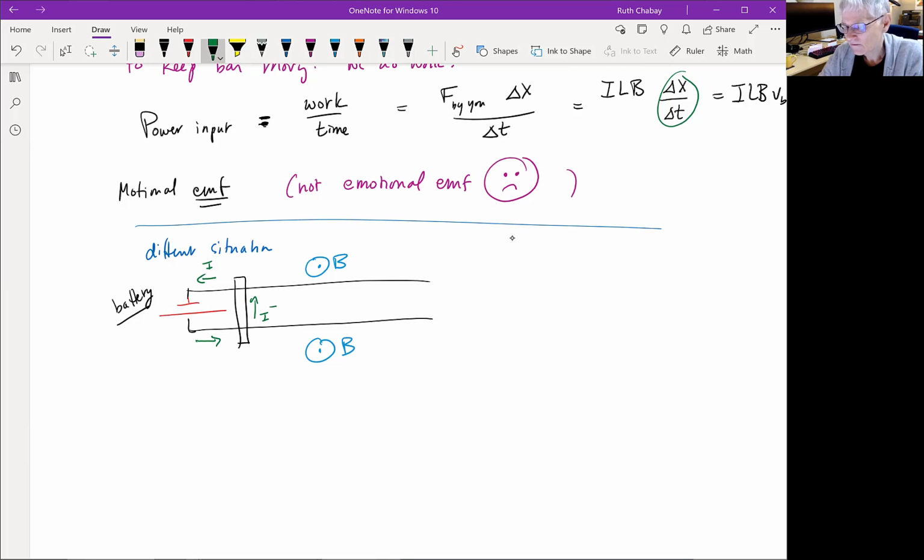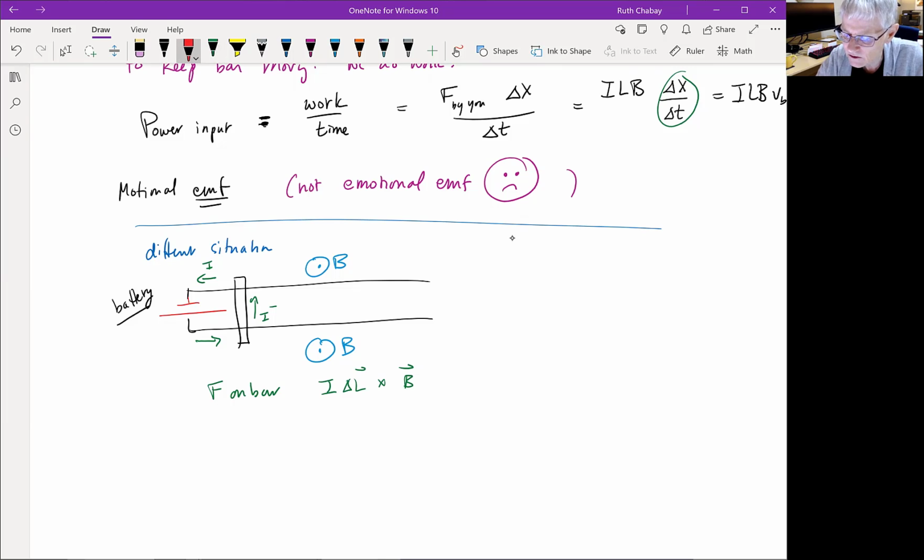And now that we have a conventional current running up through the bar, there's going to be a magnetic force on the bar. So we're going to have force on the bar. It's going to be I delta L of the bar cross B. So I delta L is up, B is out of the page.